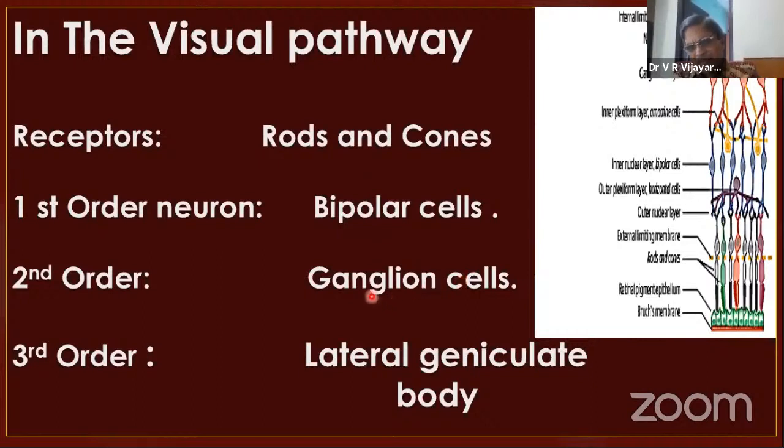Now, from the ganglion cell, axons start. They go through the optic nerve, the chiasma, the tract, and go to the LGB, the lateral geniculate body. Never forget that the geniculate body has the third order neuron of the visual pathway. That means the second order axons are coming. These are all a white fiber tract. Never forget that.